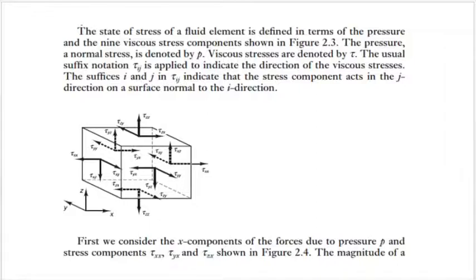Likewise, on each face, three dimensionally, we have marked the viscous force, and tau ij represents the direction in which the stress component is acting. So tau xx means it acts only in the x direction. Tau yy means it acts only in the y direction. So the suffix ij represents only the directions.